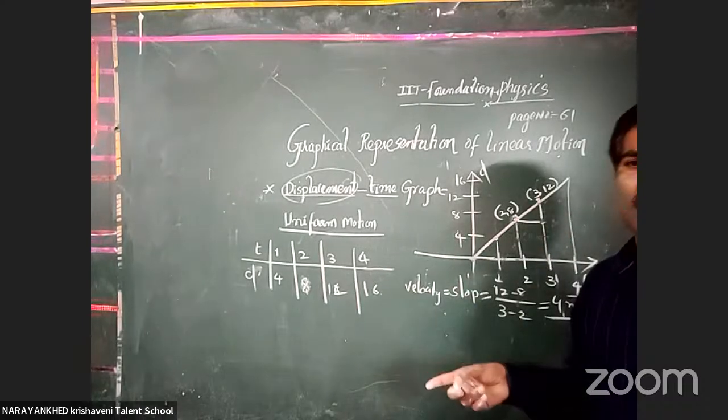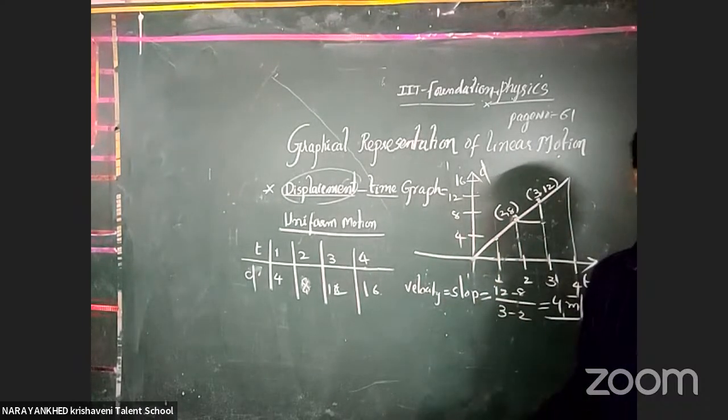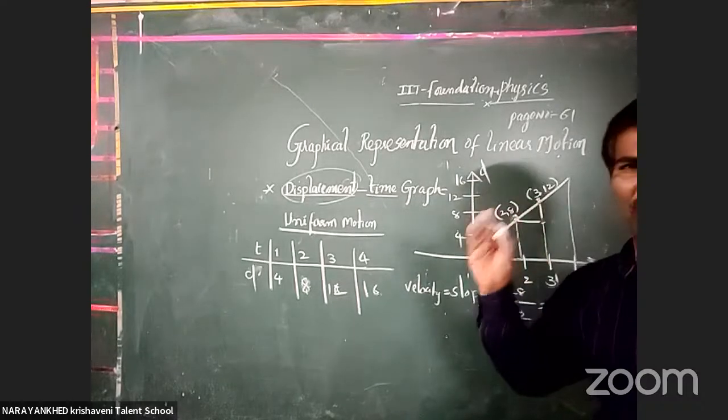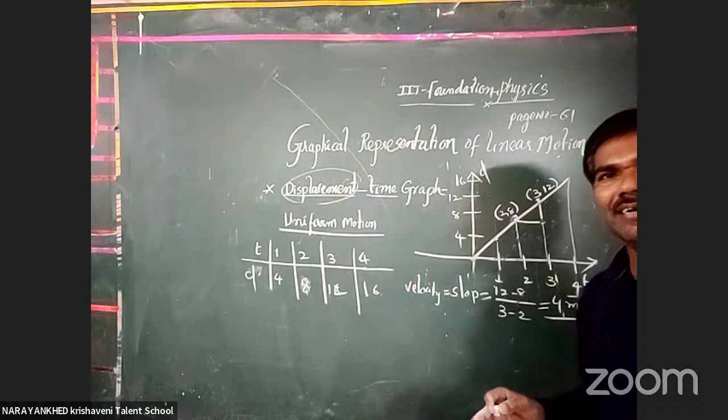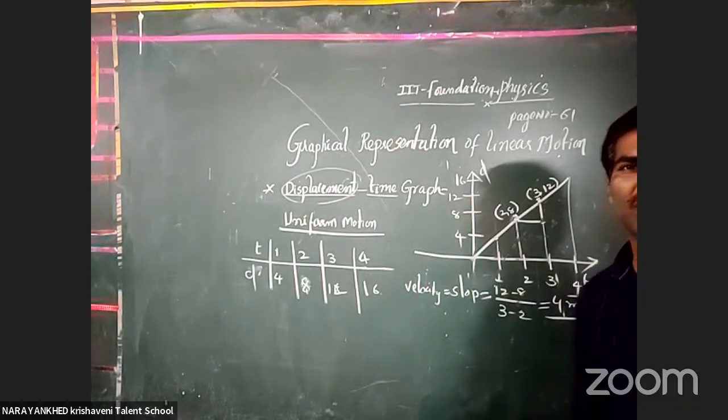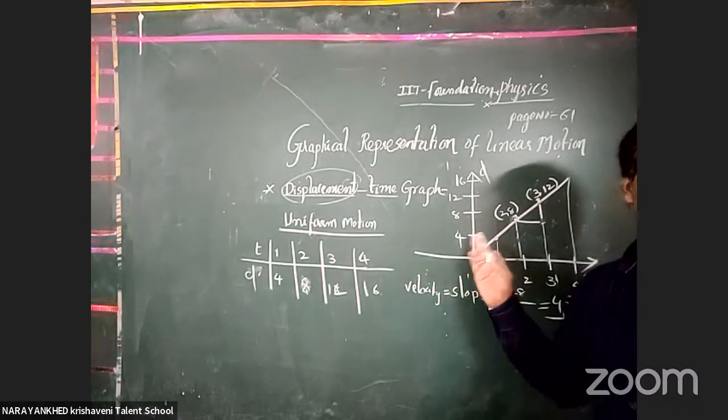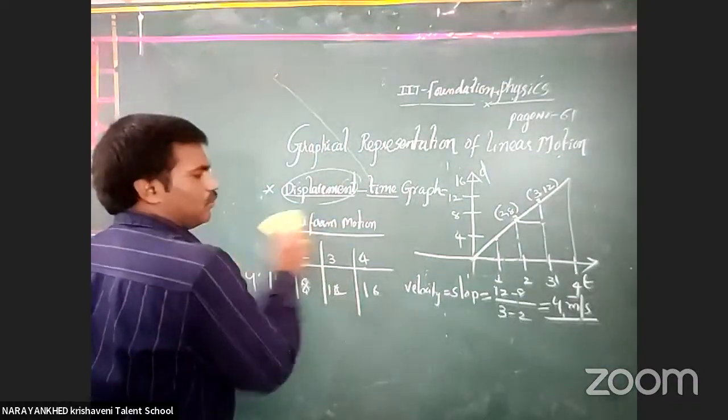It is called uniform motion. Wherever the displacement and time graph looks like a straight line, it is called uniform motion. Okay? This is about uniform motion.